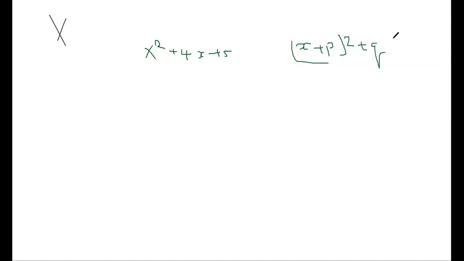So the problem is x squared plus 4x plus 5. Write it in the form of x plus p squared plus q. So you can work it out here using my space.